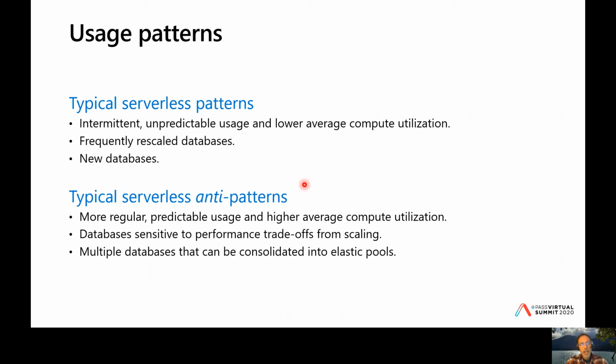And then finally, if you have multiple databases, maybe you're a SaaS ISV with an application that contains tens, hundreds, or even thousands of databases. If those databases can be consolidated into elastic pools, then elastic pools tend to confer better pricing optimization. In simple terms, elastic pools provide a much better compression of usage across multiple databases per unit of compute.